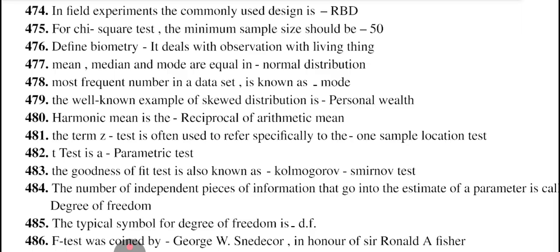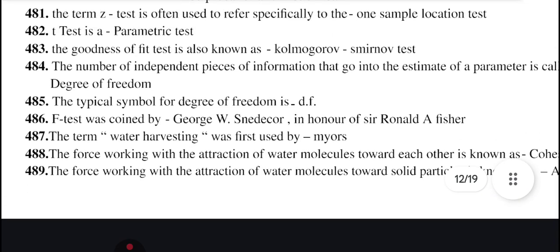Goodness of fit is a test also known as Kolmogorov-Smirnov test. Number of independent pieces of information that go into the estimate of a parameter is called degree of freedom. Typical symbol for degree of freedom is DF. F test was coined by Snedecor in honor of Sir Ronald Fisher. Term water harvesting was first used by Myers.